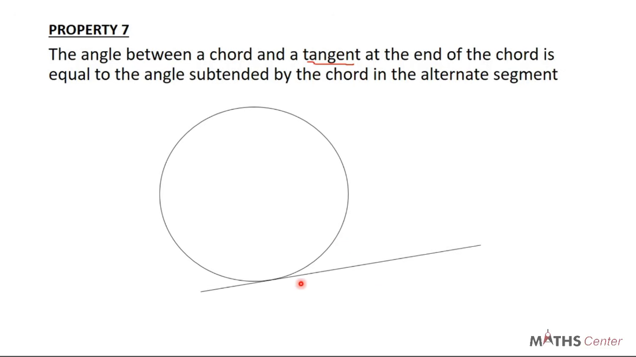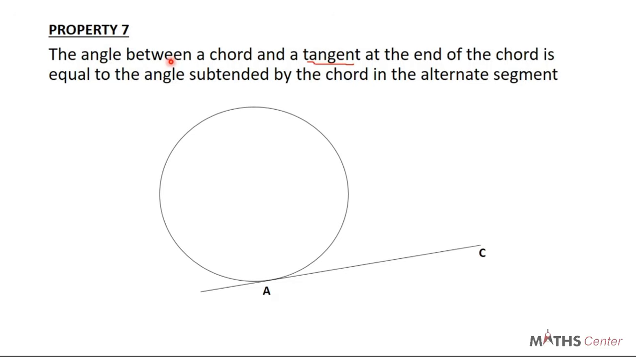For example, this line. You can see that this line is touching the circle at this point. So we see that this line here is a tangent. I'm going to call this tangent AC, or this line AC. Now let's go on to the property.